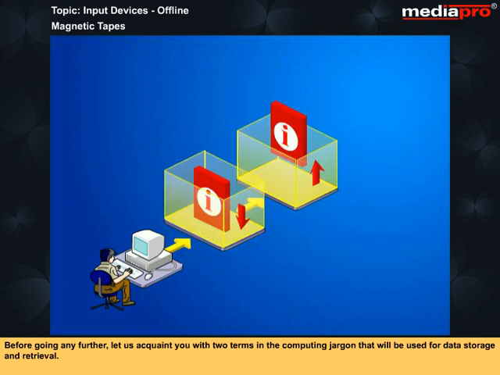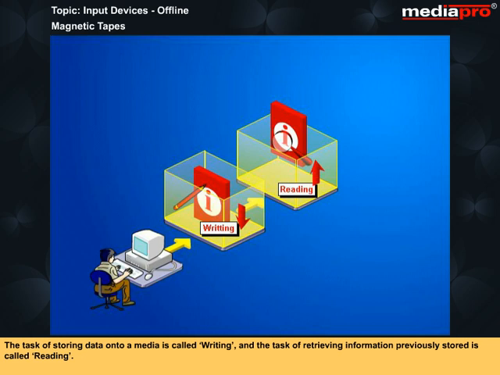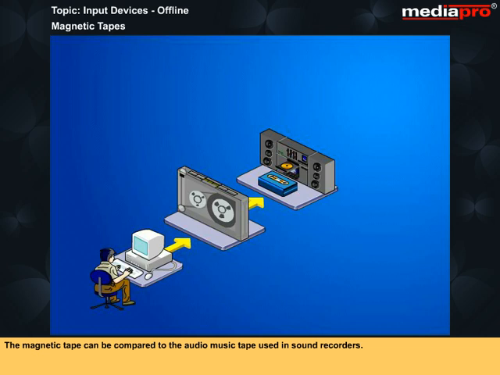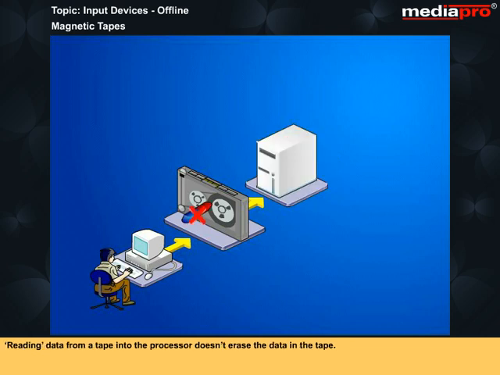Before going any further, let us acquaint you with two terms in the computing jargon that will be used for data storage and retrieval. The task of storing data onto a media is called writing, and the task of retrieving information previously stored is called reading. The magnetic tape can be compared to the audio music tape used in sound recorders. Reading data from a tape into the processor doesn't erase the data in the tape, but writing to it changes the previous tape contents by overwriting on it.